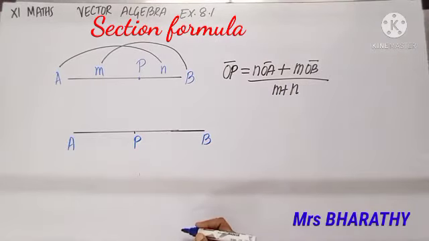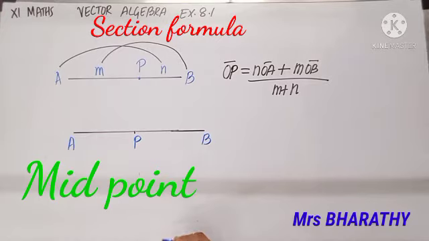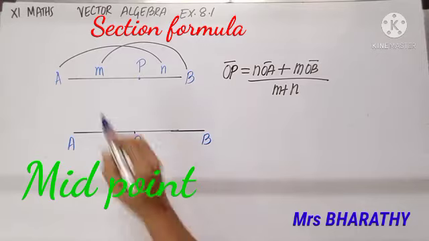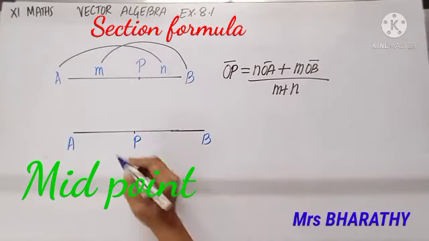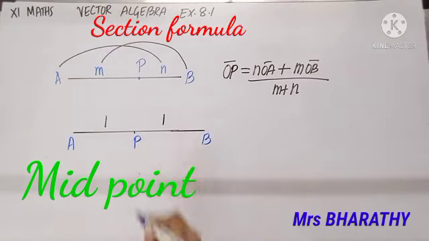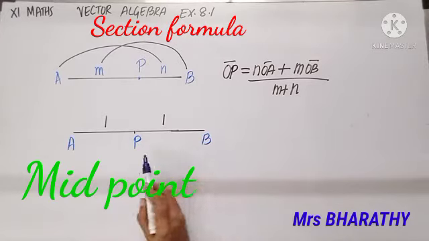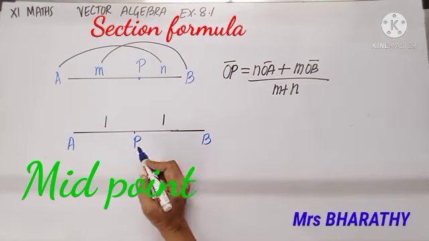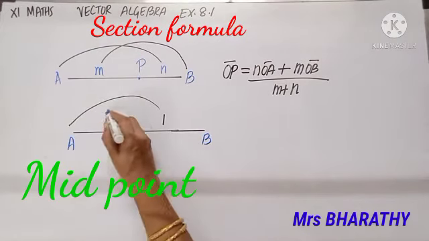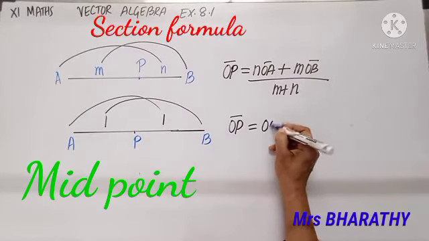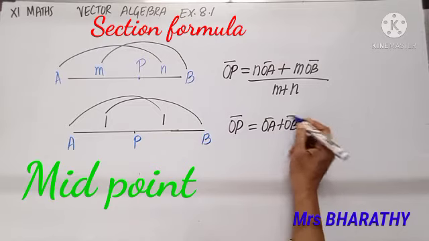Now the question is midpoint. Whenever I say P is a midpoint of AB, the ratio m is to n becomes 1:1. Why? Because they are equal. P is a midpoint tells me AP and PB are equal in length. So now what is my answer? 1 into OA, 1 into OB. So what is the OP vector? It is OA plus OB by 2.